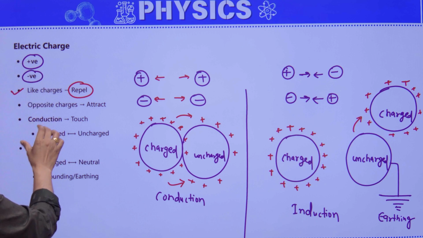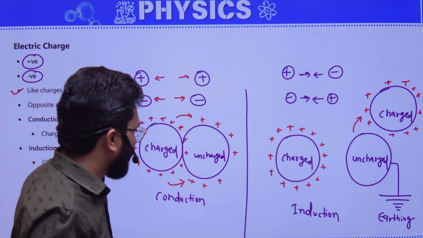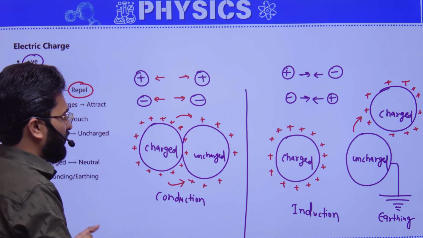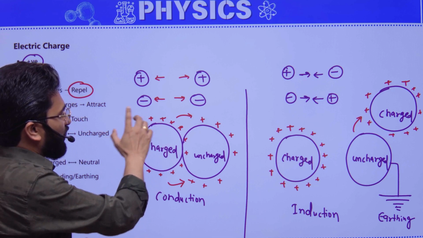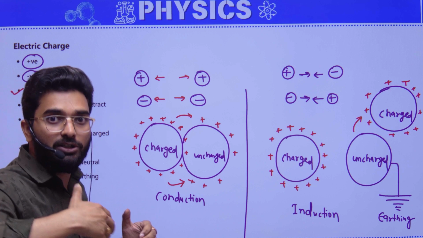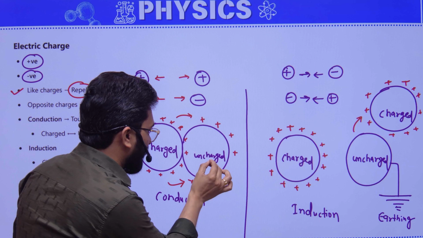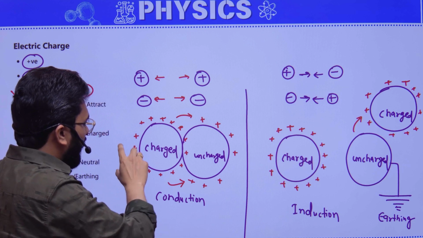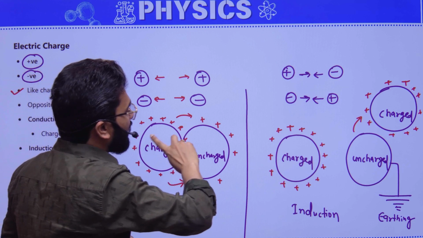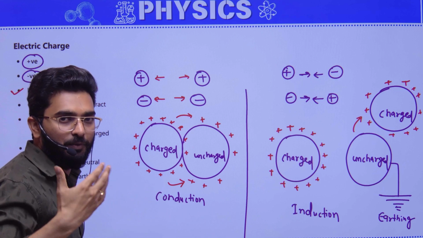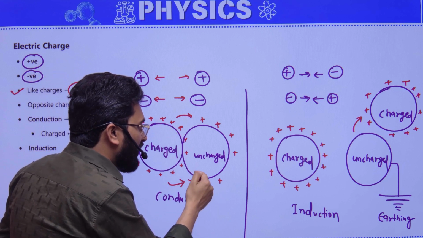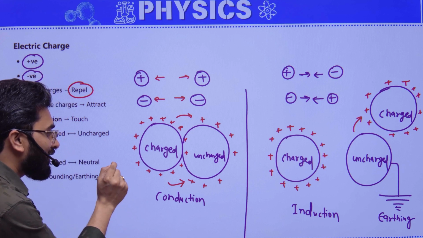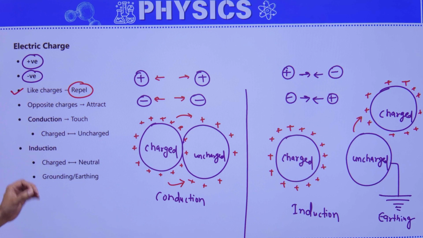Next we will talk about conduction. What is conduction? Conduction is a very simple way. Let's suppose we have a spherical charged body that is positively charged, and we have another object that is uncharged. When we touch this uncharged body to the charged body, the charges move towards the uncharged body, and after a while the uncharged body also gets charged from the charged body. This phenomenon is known as conduction. And we have another phenomenon, induction.